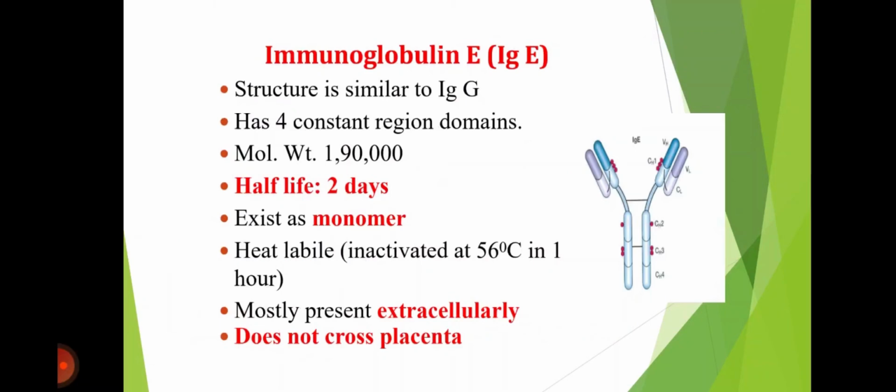Now let us discuss immunoglobulin E in detail. Its structure is similar to IgG. It has 4 constant region domains. Molecular weight of IgE is 1,90,000 and its half-life is 2 days. It exists as monomer. It is heat-labile, inactivated at 56 degrees Celsius in 1 hour. It is mostly present extracellularly and does not cross the placenta.